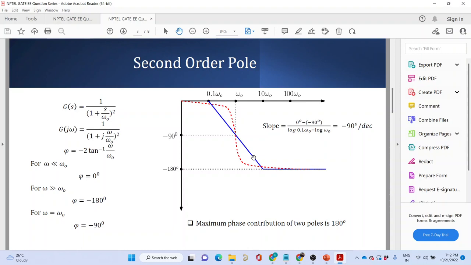Even if the zeta is less than 1, phi at omega much greater than omega 0 will be minus 180 degree, right? Yes, yes. At omega much less than omega 0, it is also 0 degree. Then where would the difference be? Where is the difference then?